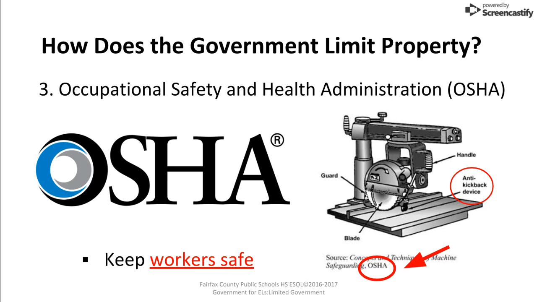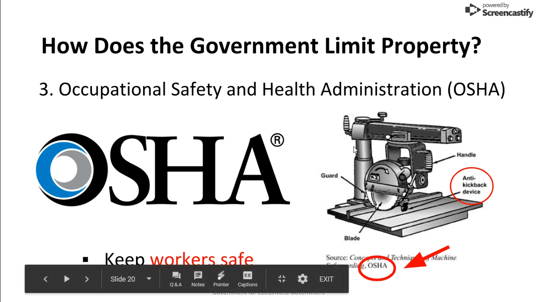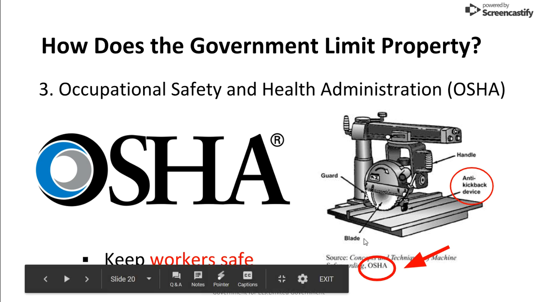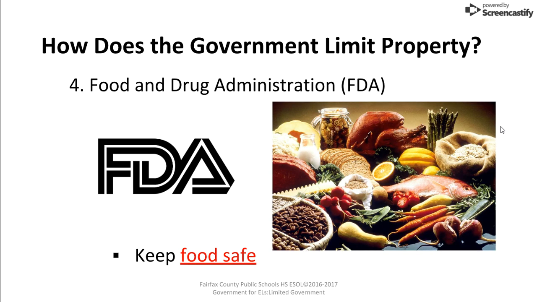There's Occupational Safety and Health Administration, known as OSHA. They keep workers safe. So when you work somewhere, let's say a construction worker, you have to wear a helmet, or like this is a saw cutter right here. They have a guard. There's things to protect people so they don't get cut. OSHA makes sure workers are safe.